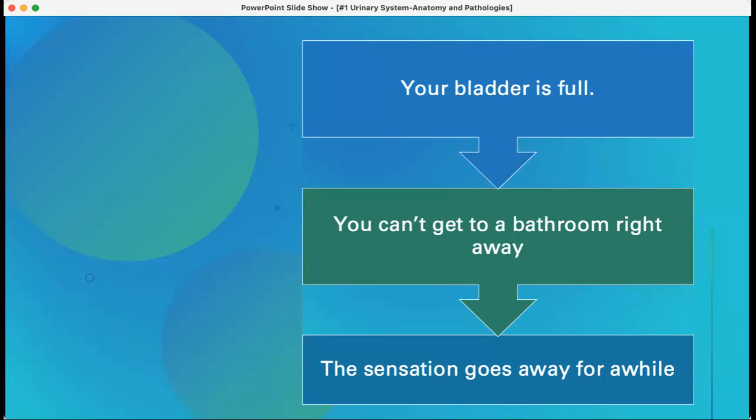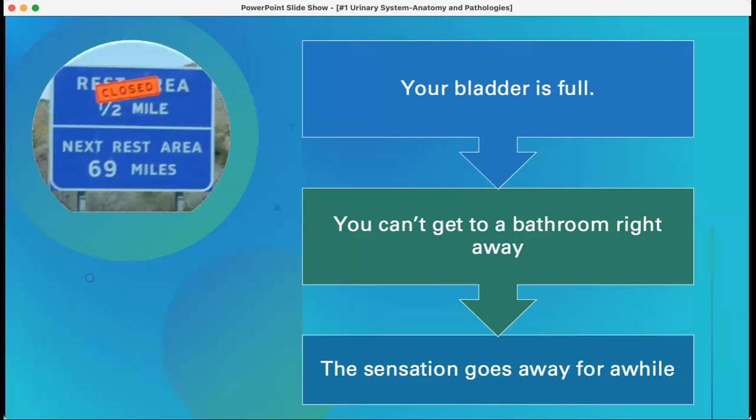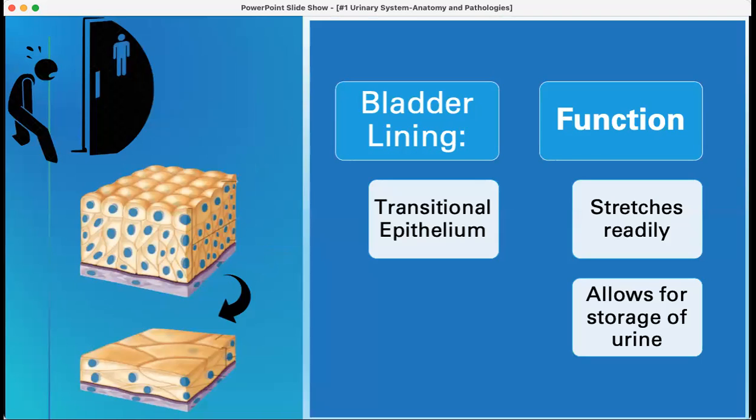All right, another subject about the bladder. Your bladder is full. You can't get to a bathroom right away. And then you notice the sensation seems to go away. So this is your closed rest area, and you've got to wait to get to the next one. This is because your bladder lining has this great transitional epithelium. So the great thing about the bladder is it stretches readily and allows for storage of urine. So you can wait.